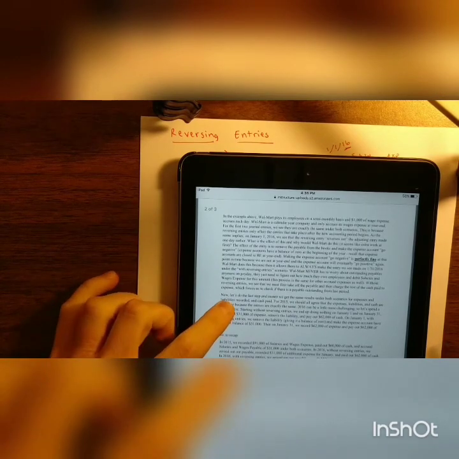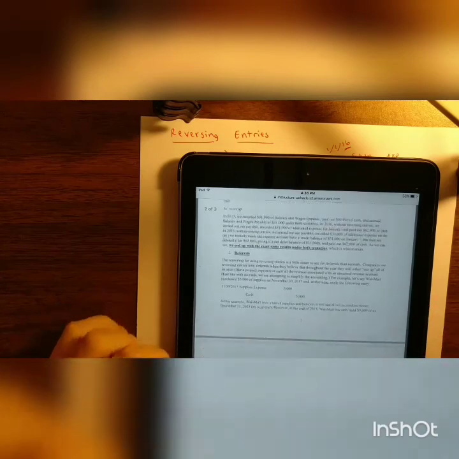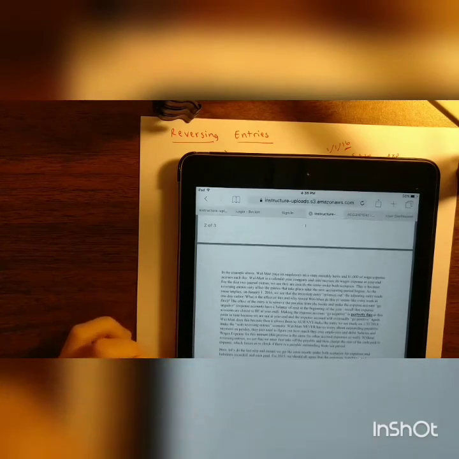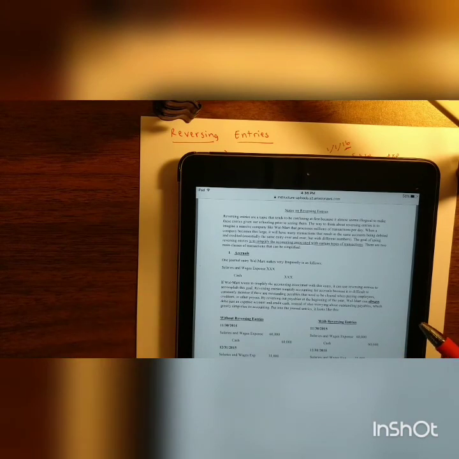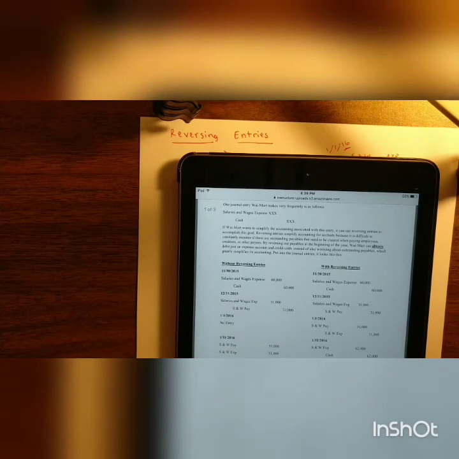So the logic is similar on the deferrals. I'll go ahead and leave that one to you guys, but at least on the salaries and wages side, you guys can hopefully see a little bit better how that works.